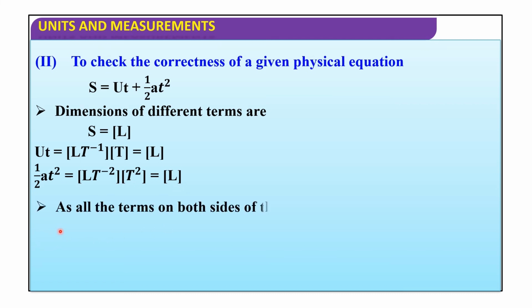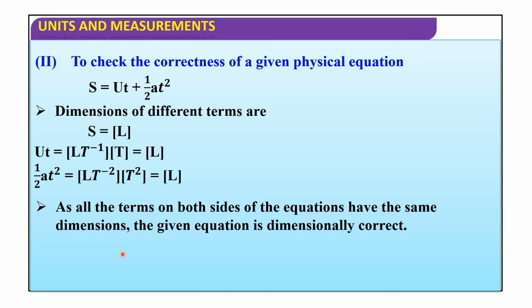So as all the terms on both sides of the equation have the same dimensions, the equation is dimensionally correct. So S is equal to ut plus half at square is the correct equation. For dimension, S is L, ut plus half at square also has dimension L. So the dimension of this equation is L.